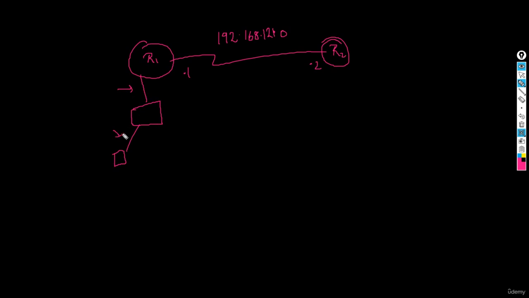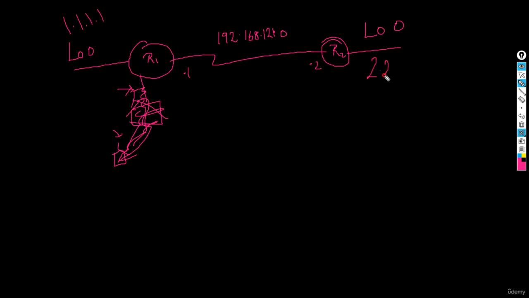Instead of doing this, I will create one logical interface. I will say loopback 0 and I will give any IP like 1.1.1.1. Instead of taking a switch and this PC, I will not take this. Directly I will create one loopback. I will say loopback 0 and I will give IP 2.2.2.2. So we can do our lab by using the loopback also.